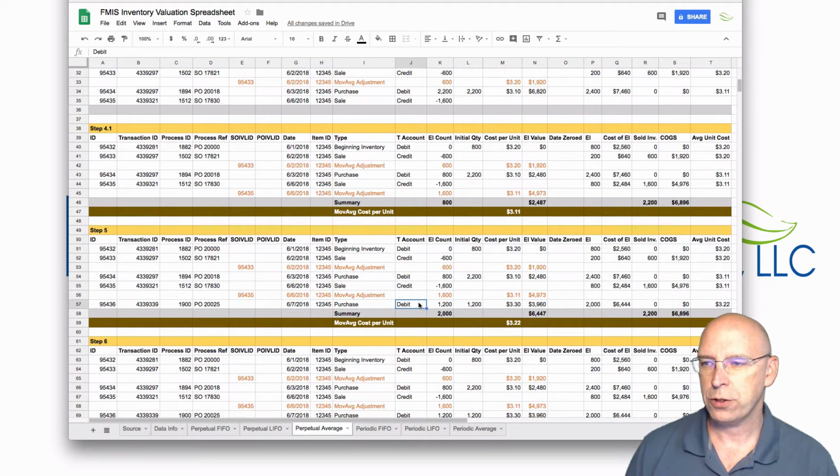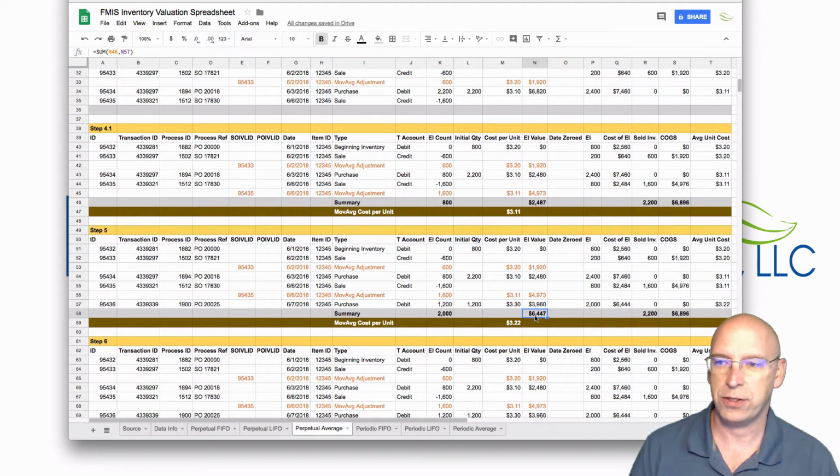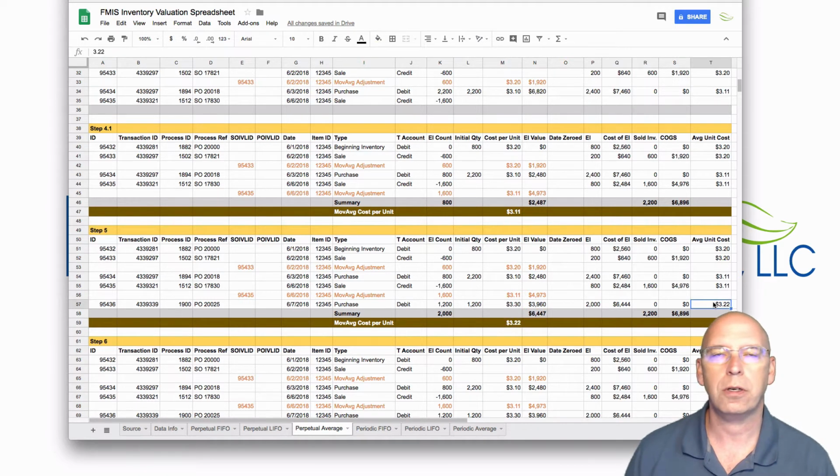We'll come down here for a new purchase, and we'll purchase 1,200 units at $3.30. That's 1,200 plus 800, which is going to increase our ending inventory count to 2,000. We had an ending inventory value of 2,487. With this purchase of 3,960, our ending inventory value is now 6,447. When we divide 6,447 by 2,000, we get $3.22. That then becomes our new average.